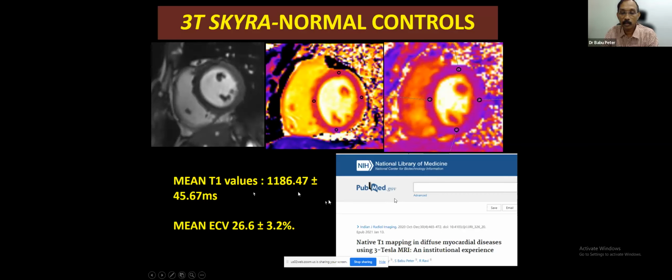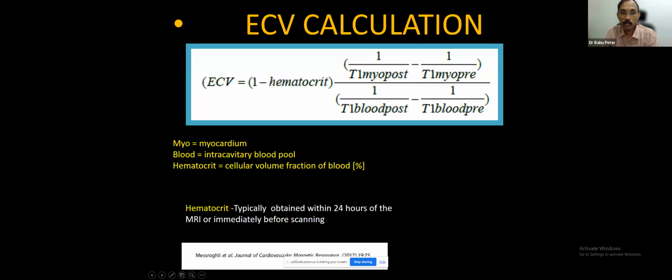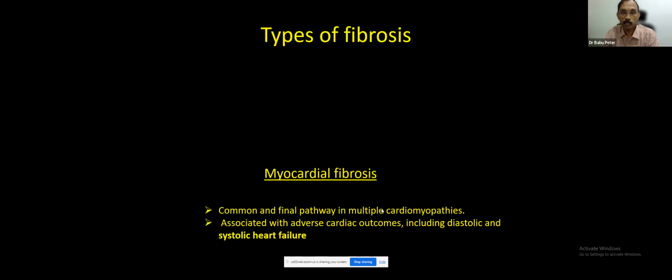And we had all published this a few years back in the Indian Journal of Radiology and Imaging. And these are the various methods of measurement, where it can be automated or it can be manually measured in the septum and the anterior wall of the septal wall. And the T2 values in our system are slightly low. It's around 39 plus or minus 2. And again, the ECV calculation was covered by Dr. Nori. So the synthetic ECV, there is no hematocrit needed, it can be estimated from the blood pool.